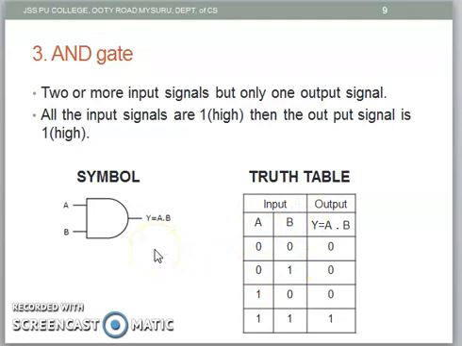In this session, I briefly discussed the concept of the basic gates. In the next session, we will discuss the concept of the derived gates.